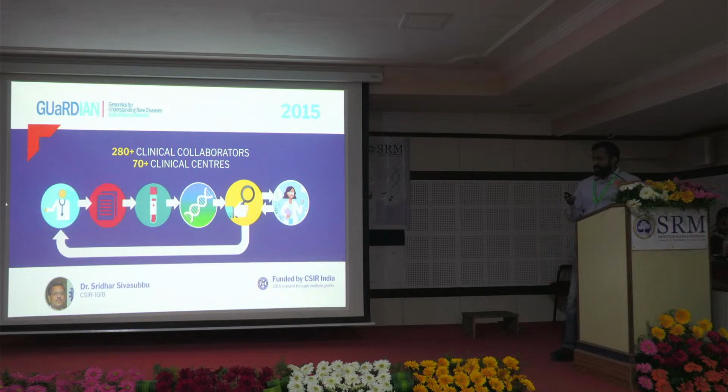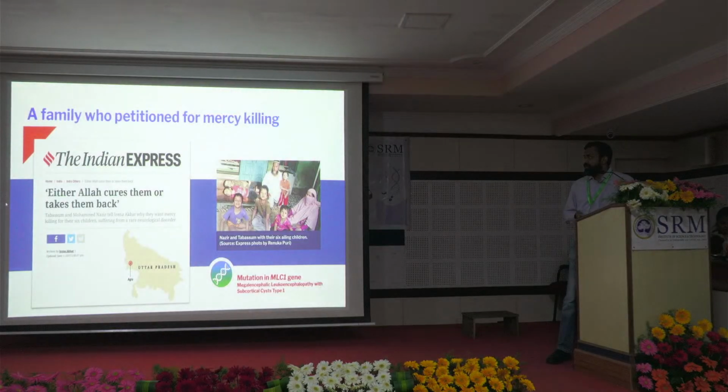I'll just probably discuss 2 examples. This one example was from 2015. I vividly remember seeing this news article, and this came in the Indian Express, Times of India, and for that matter, every major newspaper. A family had petitioned the President of India to euthanize 6 out of their 8 children. Now think of the plight of the family who would want to euthanize their own children.